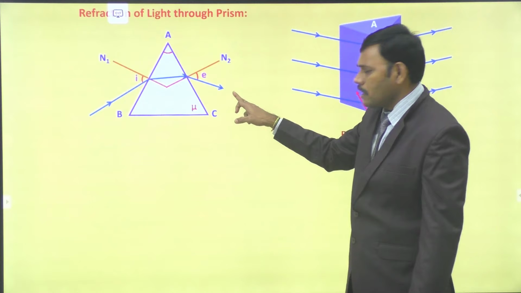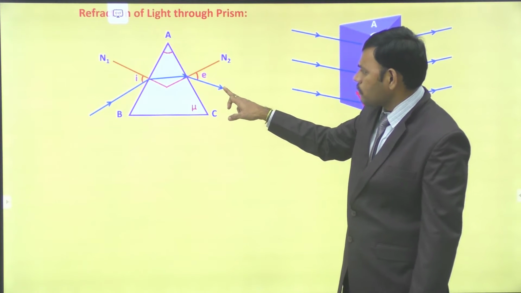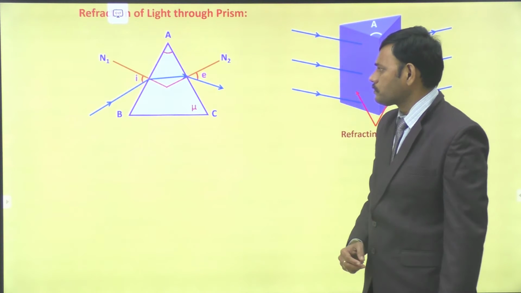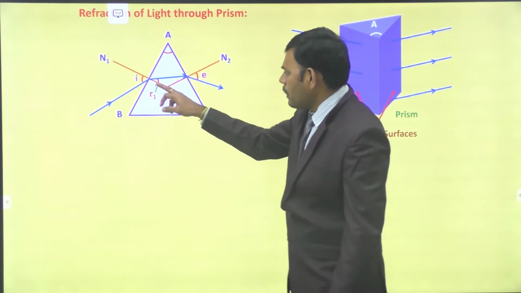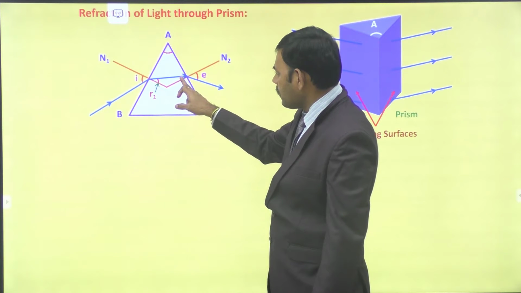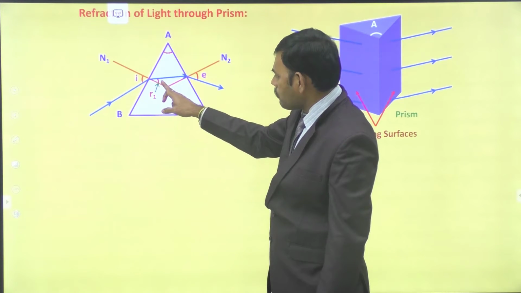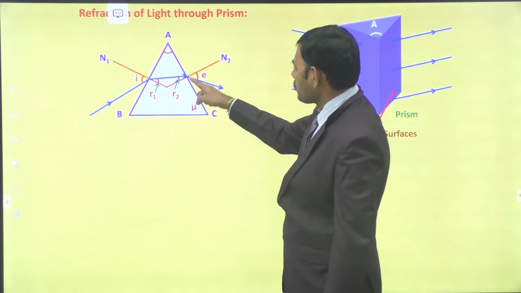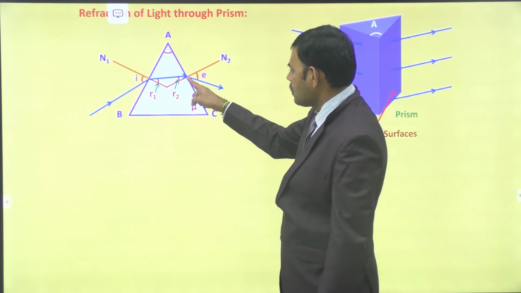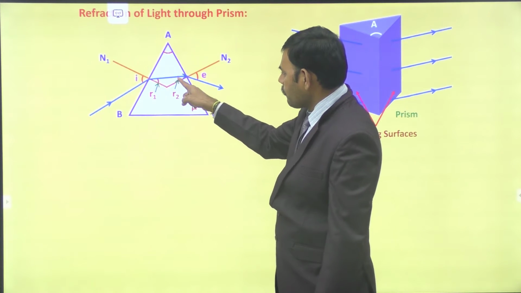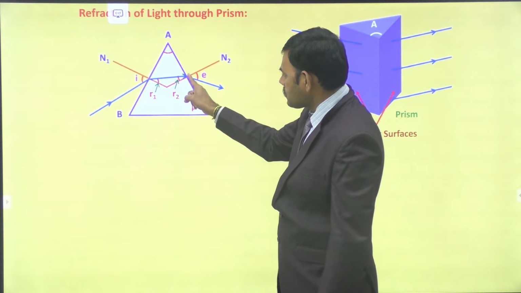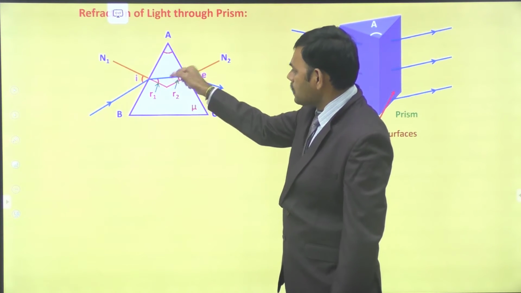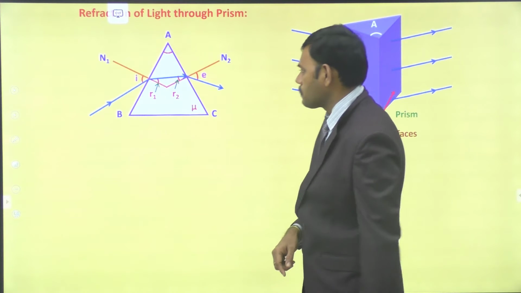Here this is the emergent ray. The angle made by this emergent ray from the prism with the normal is the angle of emergence. Let this be E. Now the angle made by the refracted ray. This is the refracted ray. The angle made by the refracted ray with the normal is R1. At the second refracting surface, the angle made by this refracted ray with the normal is R2. R1 and R2 are considered the refracting angles inside the prism.